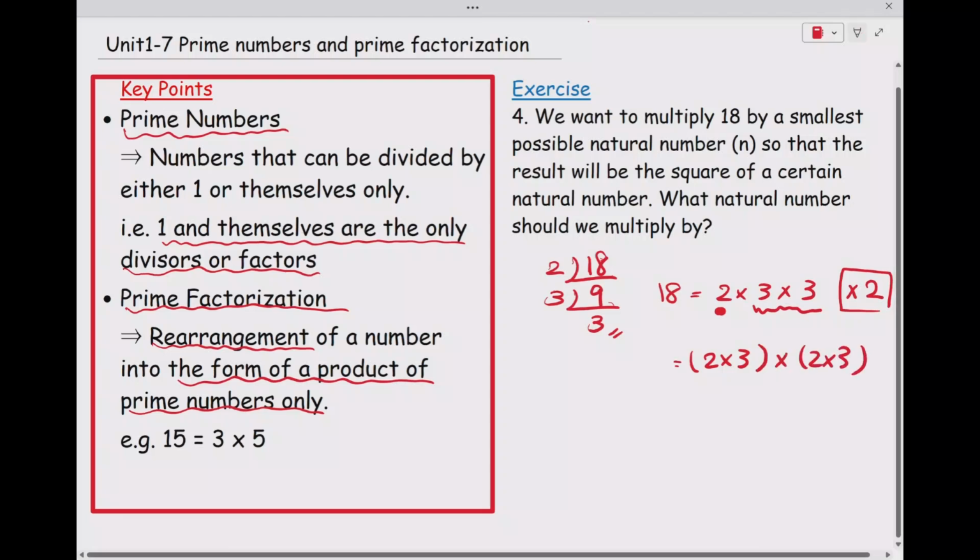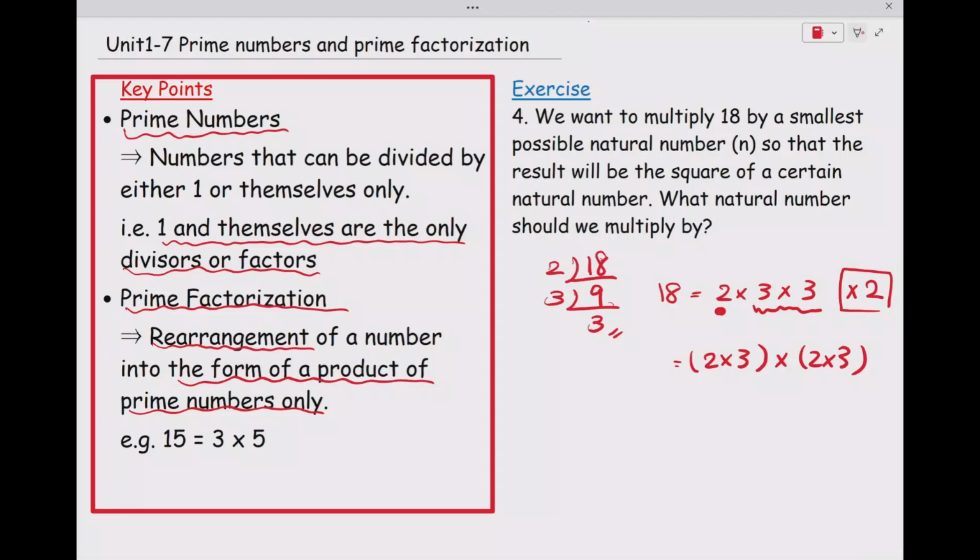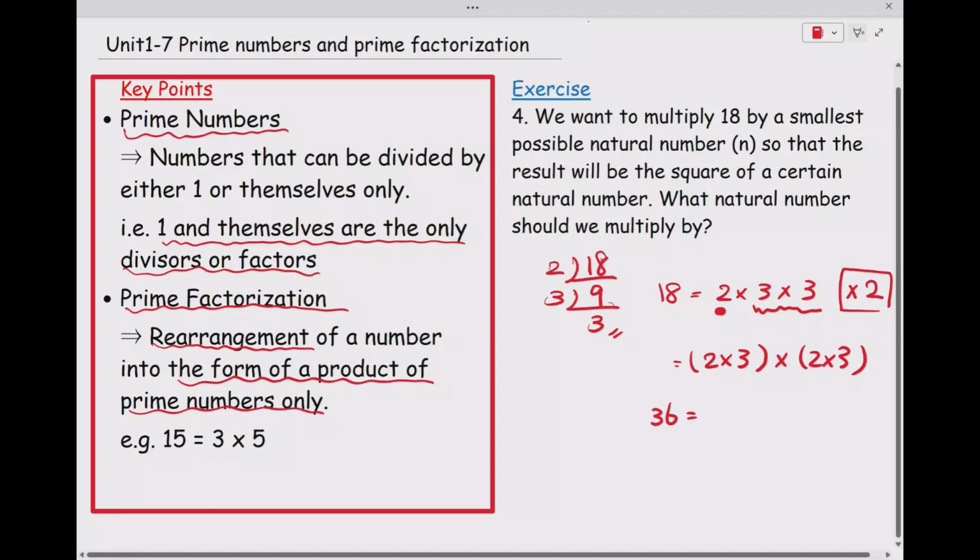Which means that if we multiply 18 by 2, we get 36, which is the square of 6. You got it. The point is to first prime factorize the given number and complete the pair so that they come to have a pair of same factors.